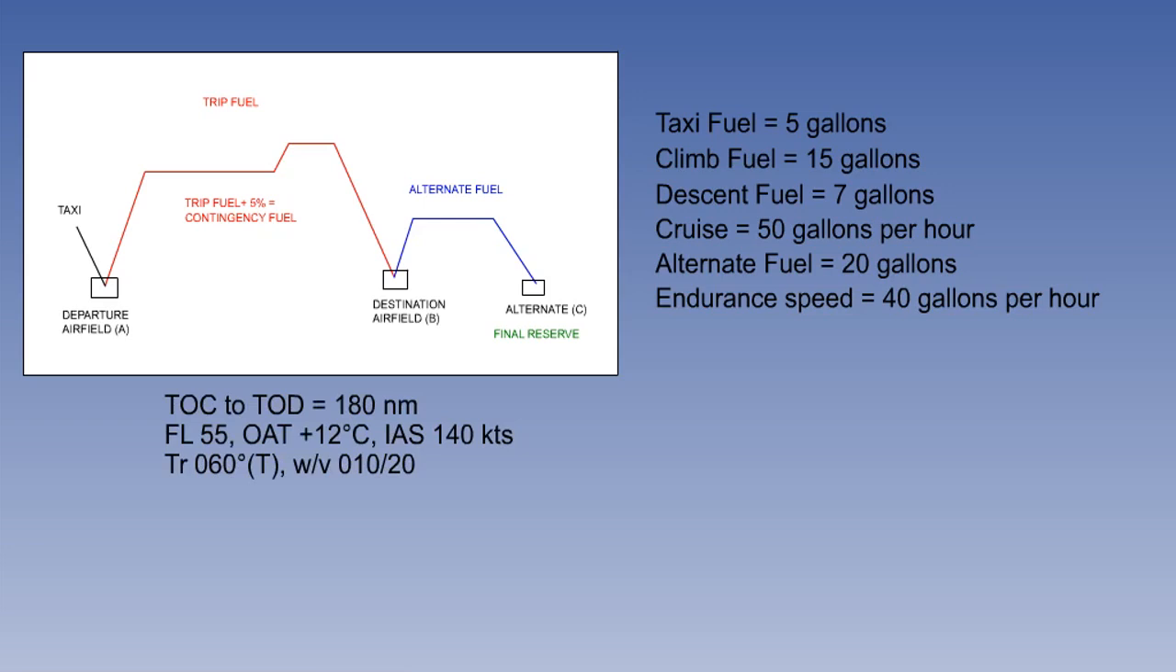Top of climb to top of descent is 180 nautical miles at flight level 55. Outside air temperature plus 12 degrees Celsius. Indicated airspeed 140 knots. Track 060 degrees true. Wind velocity 010 degrees at 20 knots.